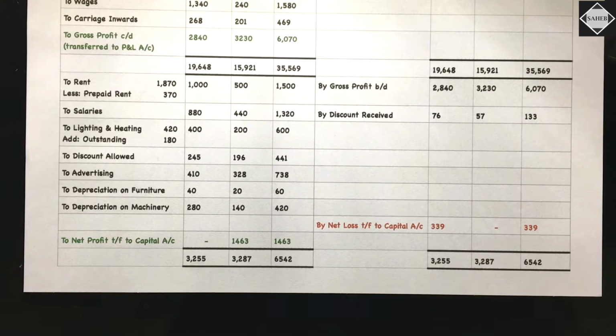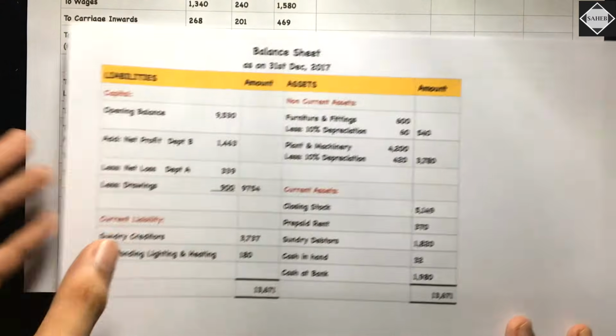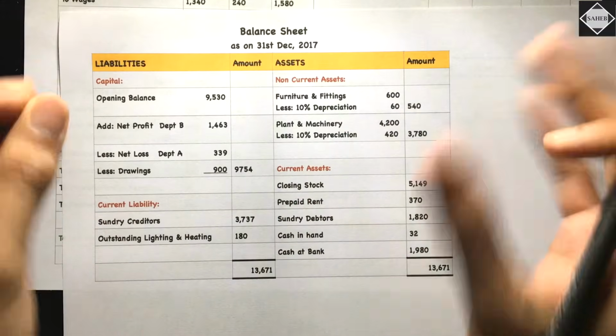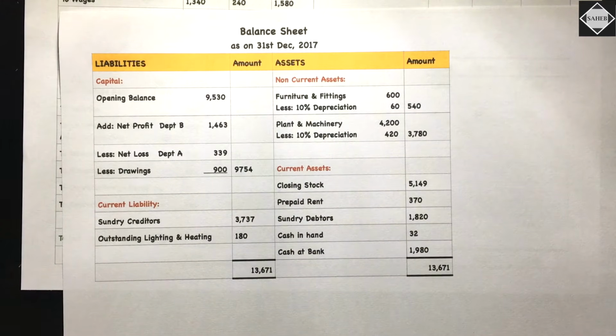After this, you have to prepare the balance sheet. How will you prepare the balance sheet? It's really simple. See, this is how you will prepare the balance sheet. Here we have the balance sheet. How have we done all this? It's really simple. First, understand the format.